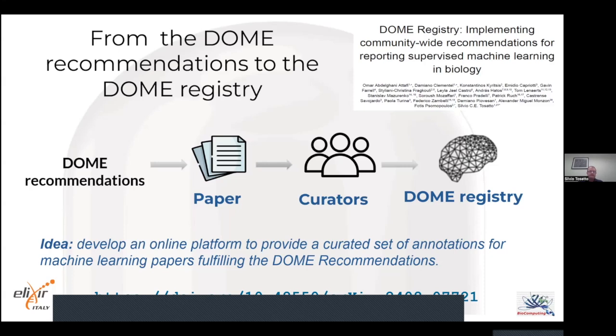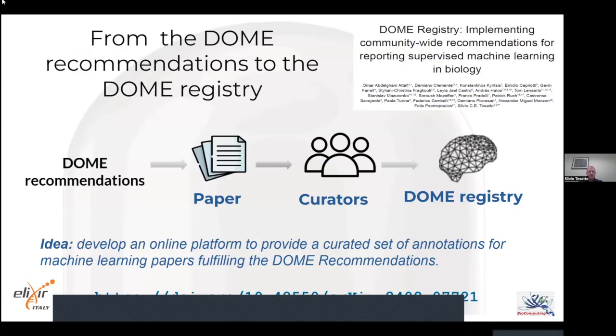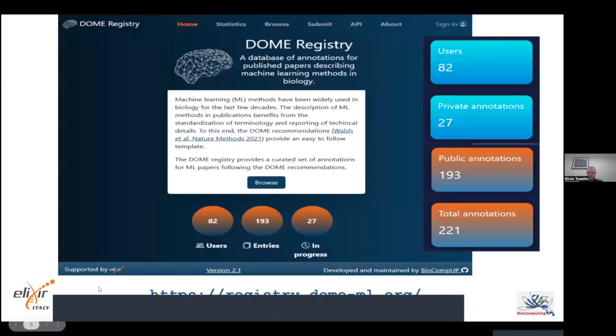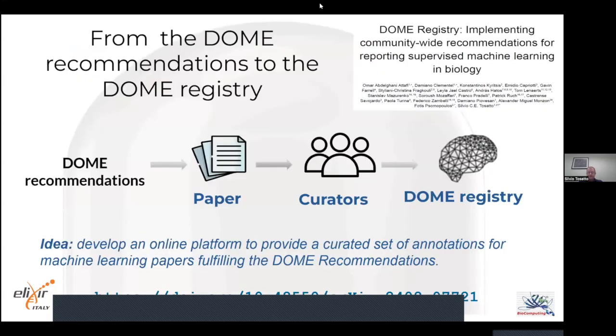And this process goes through the following steps, whereby you have the DOME recommendations, you select one or more papers. Ideally, as we'll hear later, this is done with new papers which are being submitted to journals. But for the time being, we are also content to do this with papers which are in the literature. And so we have curators who have been contributing their time and effort to curate those papers according to the DOME recommendations. And this is the information which is then stored in the DOME registry proper.